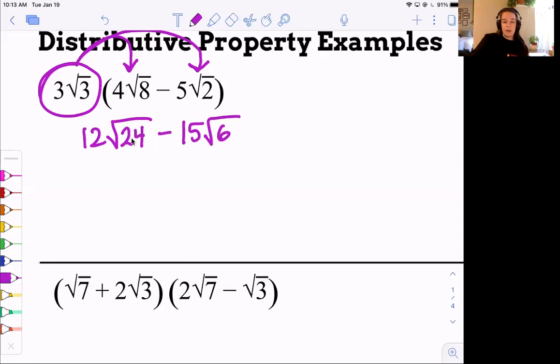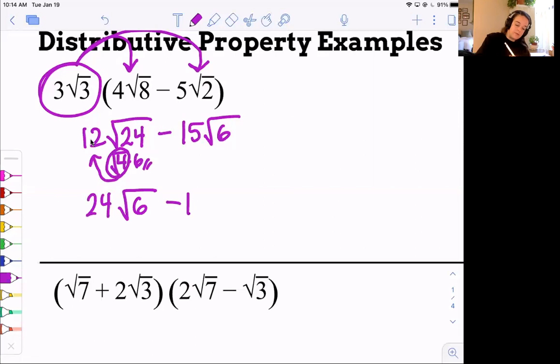However, 24, I know that 24 is 4 times 6. The radical of 4 is 2. So I know this is going to be moving to the outside. So 12 times 2 would be 24. And I'm leaving 6 inside. Bringing this straight down here. Right, so I simplified 24 into 2 root 6. That 2 times the 12 makes 24. 24 root 6 minus 15 root 6.